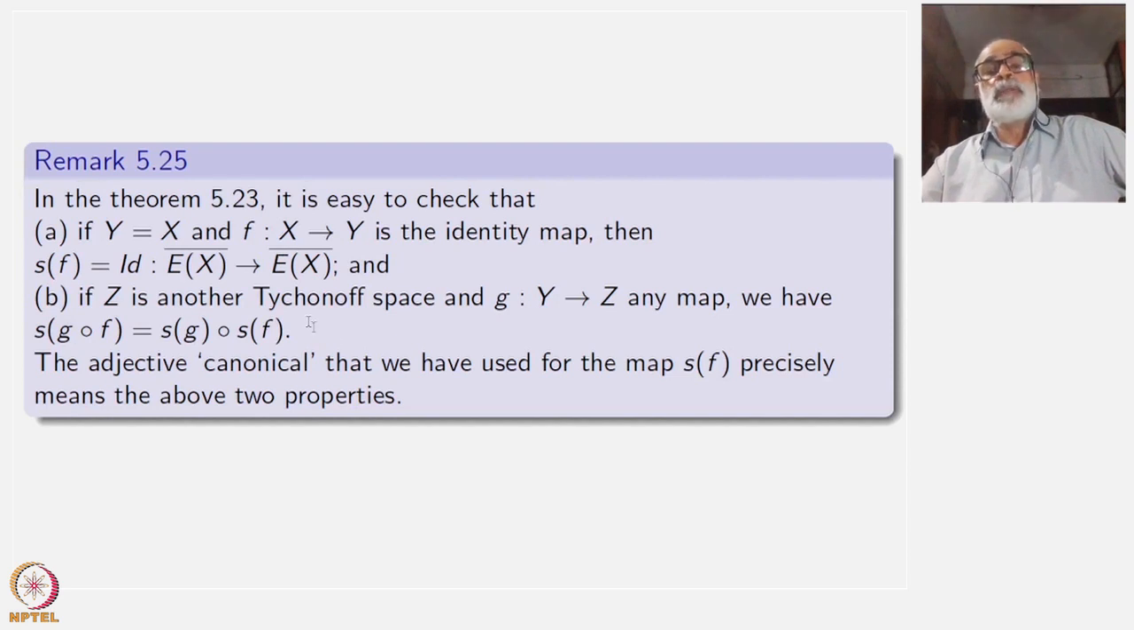But the importance of this one is that these two properties actually have a very good name. They are called canonical properties or functorial properties. The adjective canonical that we have used in the map Sf is precisely for this reason, A and B. That is the meaning of this canonicalness.